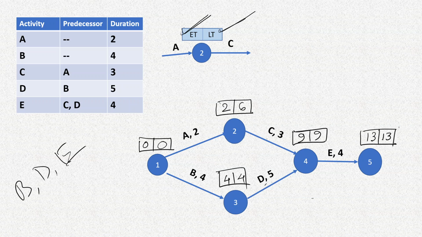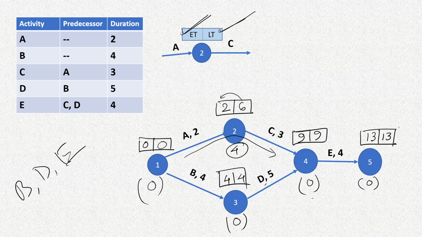That means here the float is 0, here also the float is 0. On this the float is 6 minus 2, that is 4. Again in this case, since the latest and earliest time is same, therefore float is 0, and here also float is 0. So only for activities A and C the float is 4 days.